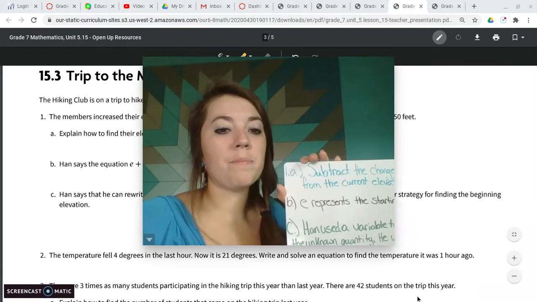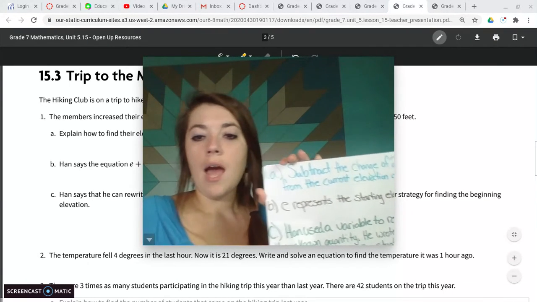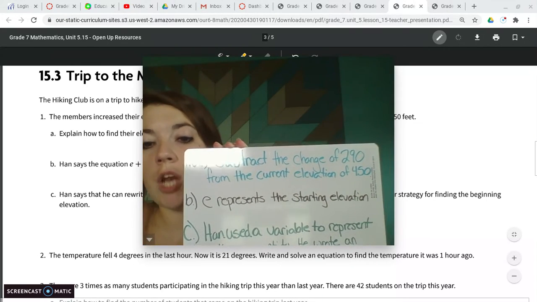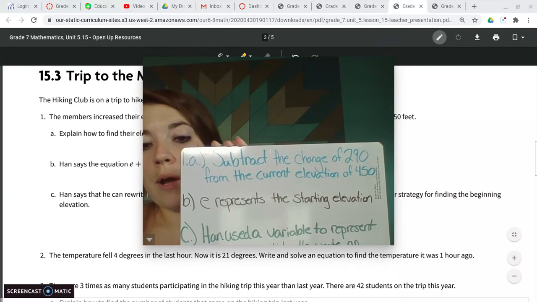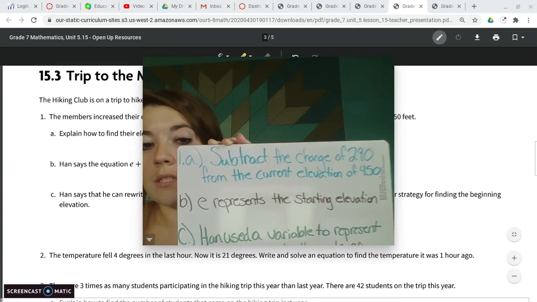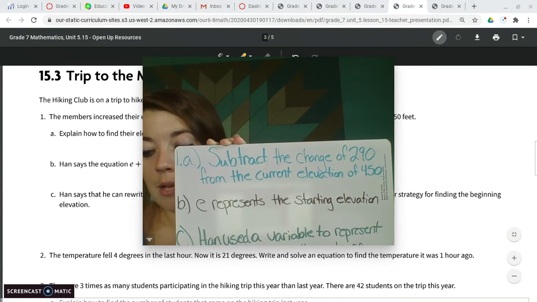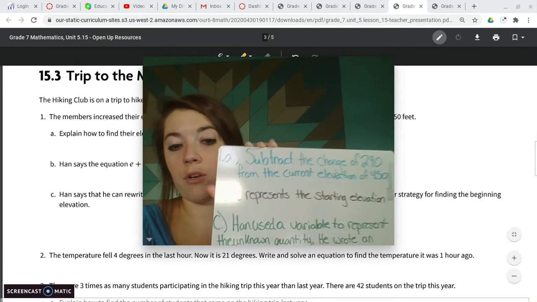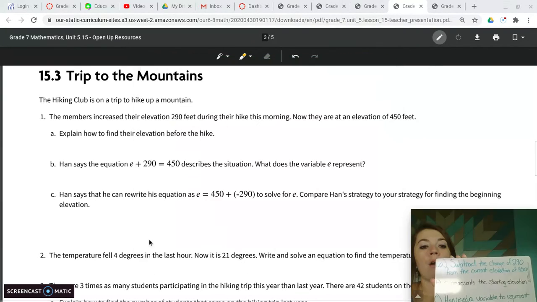So if we're explaining how we would find their elevation, it would be to subtract the change of 290 from the current elevation of 450. So we'd subtract that change to see what their starting elevation was. Then for part B, I know you're seeing B and C on here as well. For B, it says, Hans says the equation E plus 290 equals 450 describes the situation. What does the variable E represent?